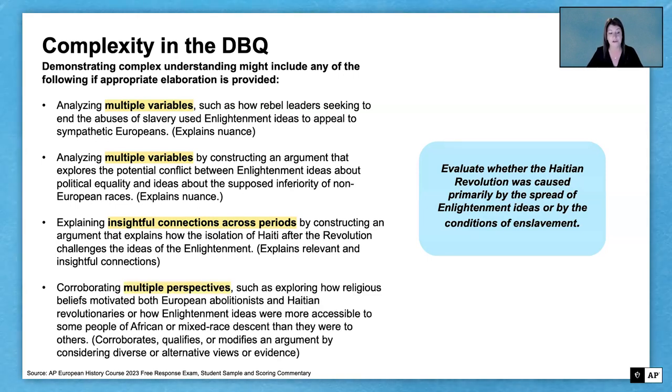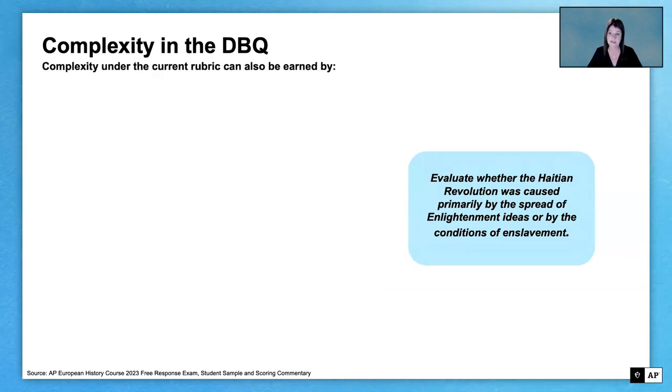And they could corroborate multiple perspectives, such as exploring how religious beliefs motivated European abolitionists and Haitian revolutionaries. So you can stop and read these examples. These were all specific examples for this DBQ, and we had more of a general list earlier in the video. And then, of course, this year things are a little different. So additional ways, thanks, Katie, that you can earn complexity in the DBQ.